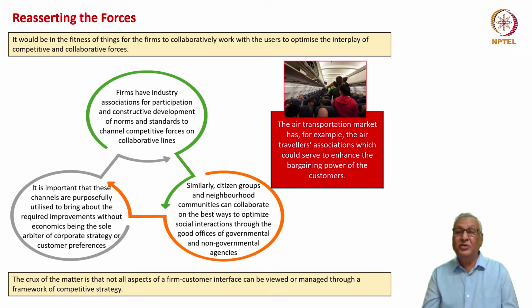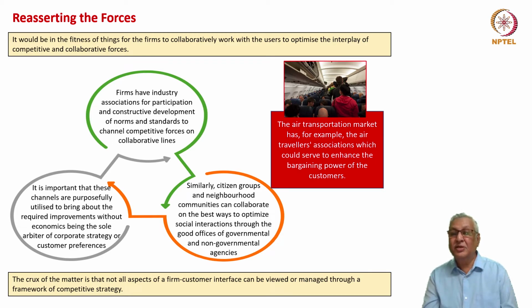We should have standards for electric vehicles so that there are no unseemly fires plaguing the customer psychology. It is important that these associations and channels are passively utilized to bring about the required improvements, without economics being the sole arbiter of corporate strategy or consumer preferences. Similarly, citizen groups and neighborhood communities can collaborate on the best ways to optimize social interactions through the good offices of governmental and non-governmental agencies.